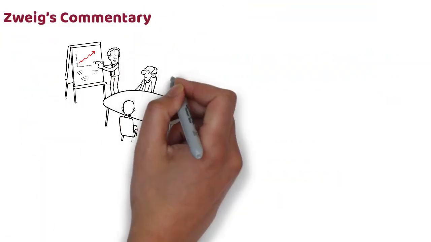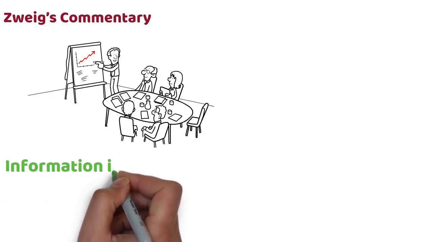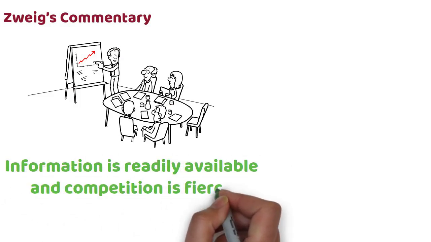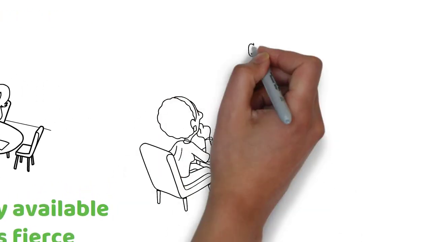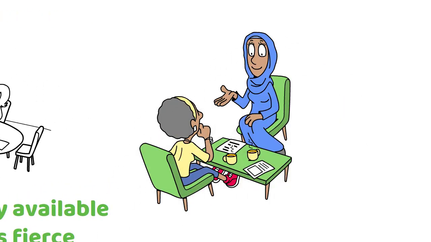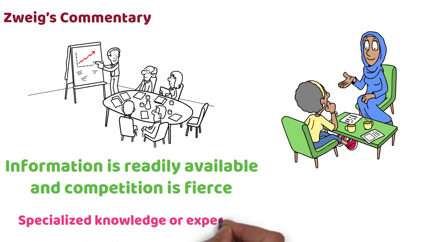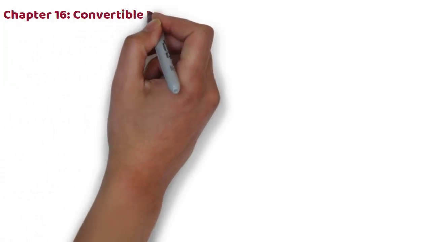Zweig highlights the challenges of being an enterprising investor in today's market, where information is readily available and competition is fierce. He advises focusing on areas where the investor has a genuine edge, such as specialized knowledge or experience in a particular industry. Chapter 16: Convertible Issues and Warrants.